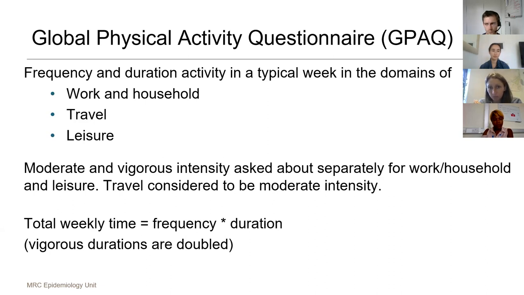In work and household and leisure, the questions are separated into moderate and vigorous intensity. And this allows us to do that doubling of vigorous intensity activity to equate it to the guidelines. It doesn't apply to travel because it's just all assumed to be moderate intensity. But it's pretty easy then to work out a weekly time. You just multiply the frequency by a session duration. And so that's how we end up with the total minutes for each of the domains and in total.